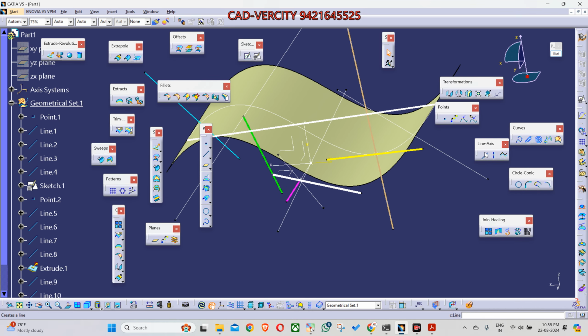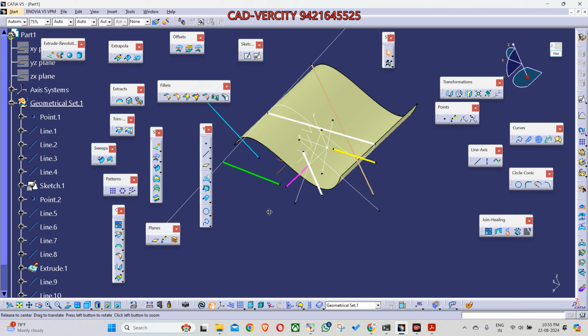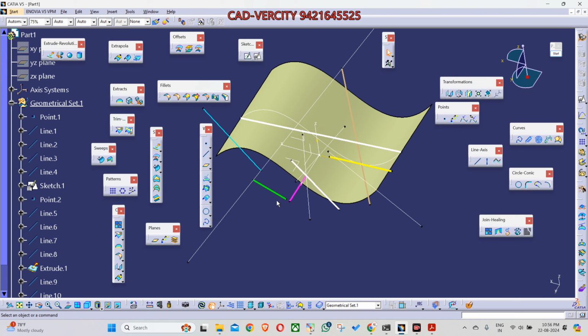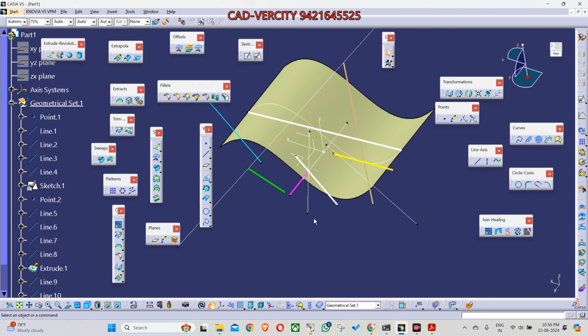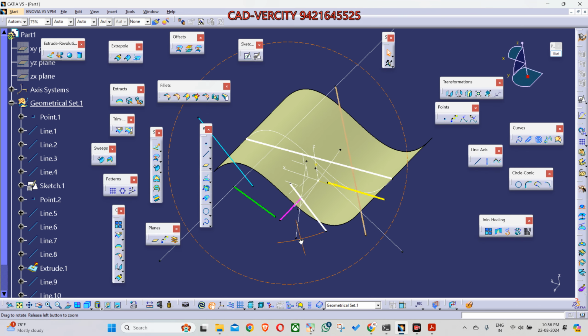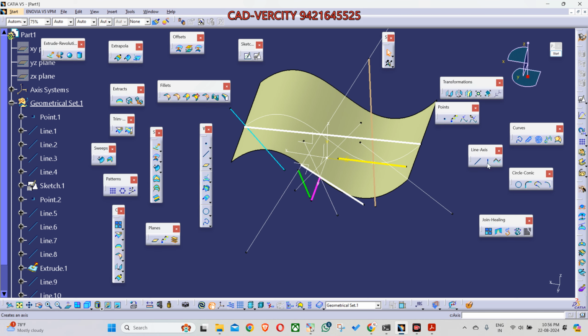Any doubt in line? Yes, no? Shall we proceed to the next command? Yes, sir. Okay. So for now, we will not use the second one, the axis. We will use the last one, polyline. It is very important.